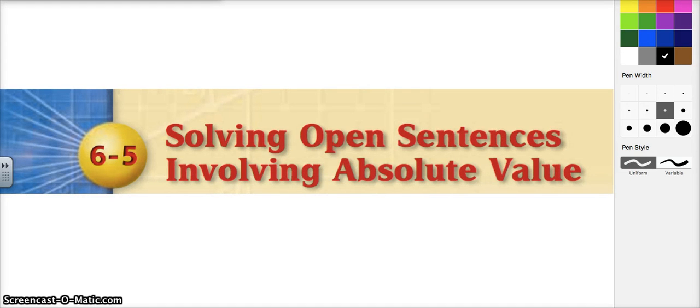Hey friends, here we are in chapter 6 and we're looking at section 6.5. We're going to be talking about solving open sentences involving absolute values.